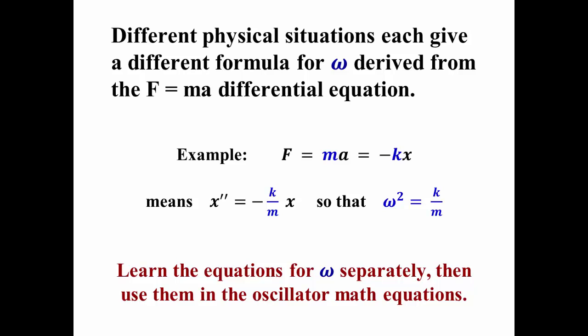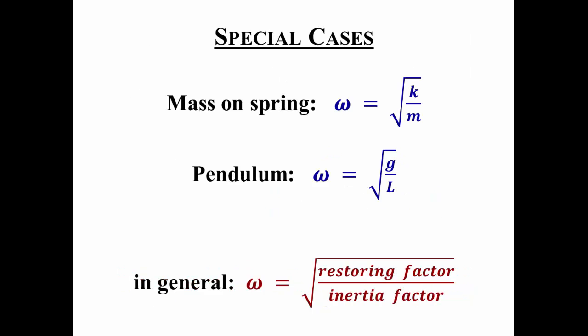And since the differential equation comes from the physics equation for the forces and accelerations, it's always written in terms of things that are simple in terms of the input physics. Whatever force is applying will appear, and whatever mass is appearing will appear in the expression for omega. That's why I recommend learning the equation for omega separately and then using it in the oscillator math equations.